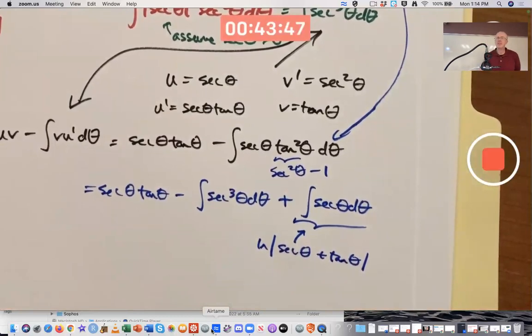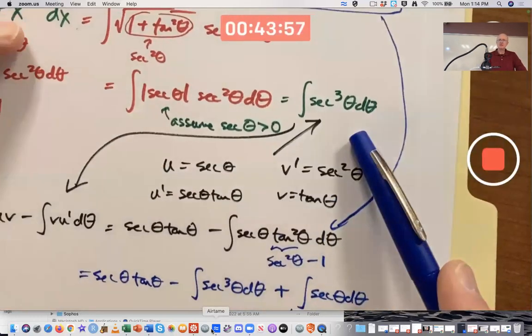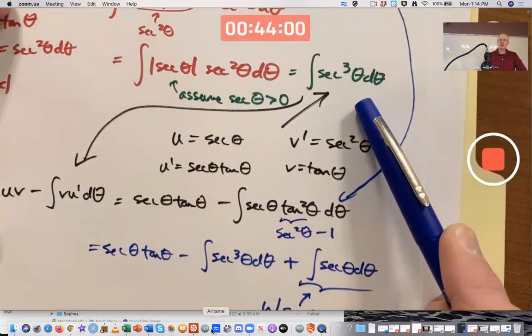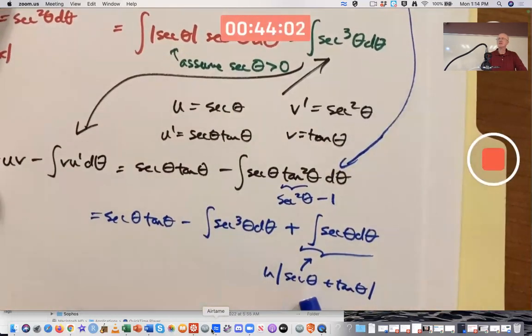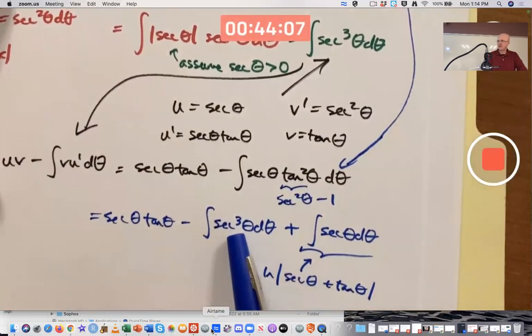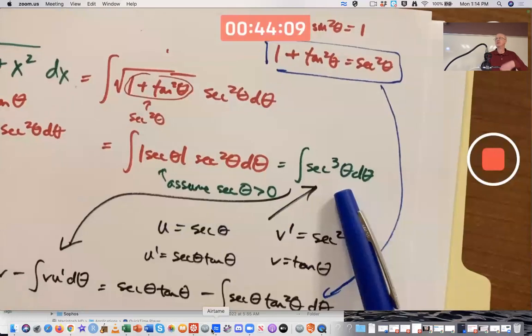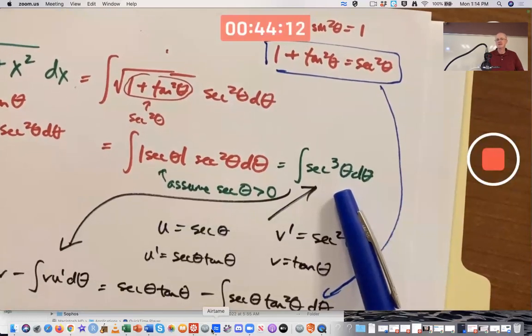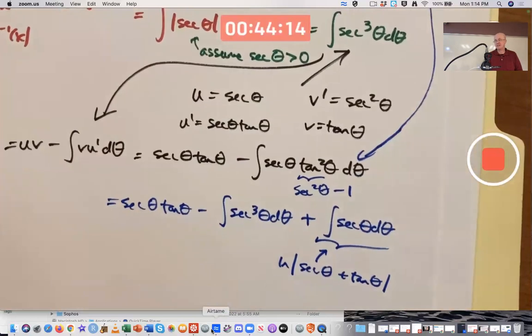Tracking with me here? Take a breath. We're not quite done yet. What was our goal here? Our goal is to integrate secant cubed. We've got the integral of secant cubed to be equal to all this. I need to now add the integral of secant cubed to both sides to get 2 times the integral of secant cubed on the left side. And everything else here on the right side, plus c. And then because of the 2, I need to divide everything by 2. Just like we did before.